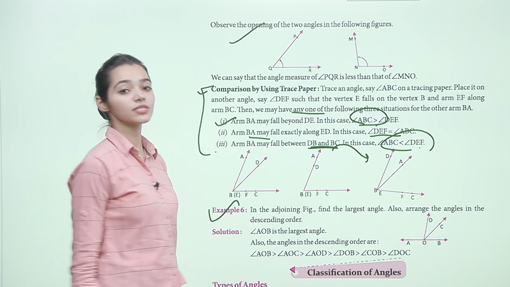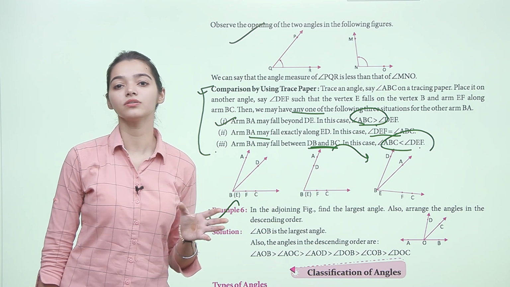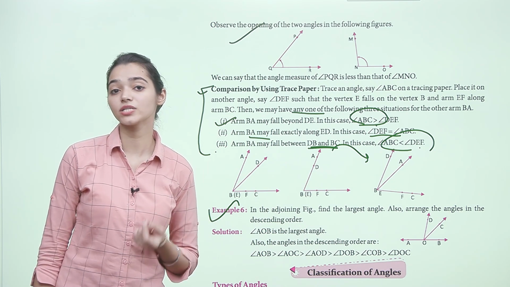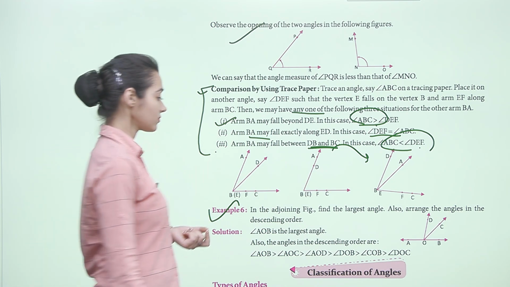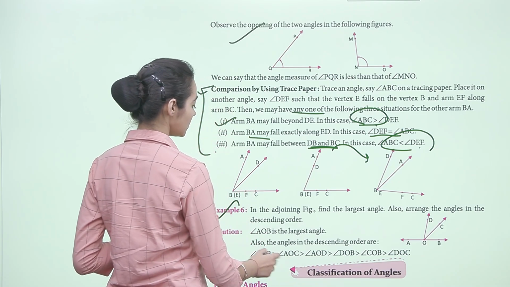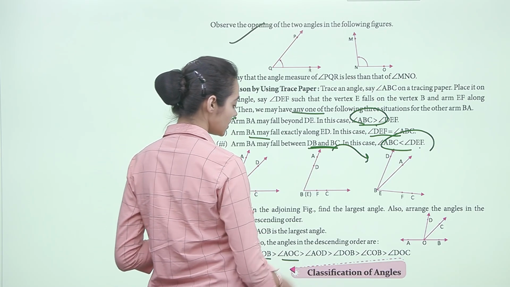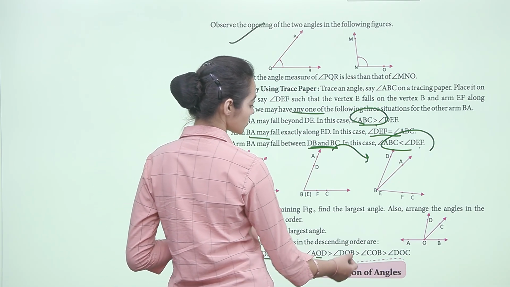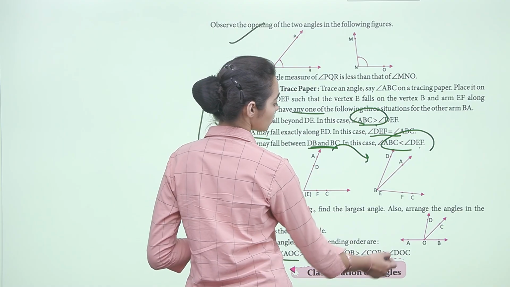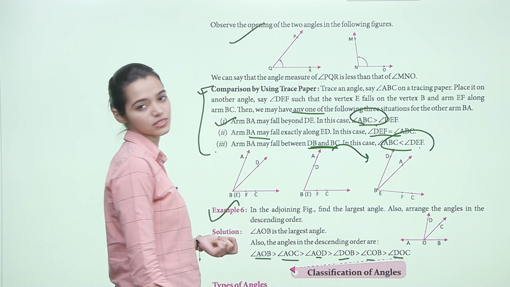Now in example number 6, we are told that in the adjoining figure we have to find the largest angle and also arrange the angles in descending order. So that means angle AOB is greater than angle AOC, which is greater than angle AOD, which is greater than DOB, and greater than COB, and then greater than DOC.